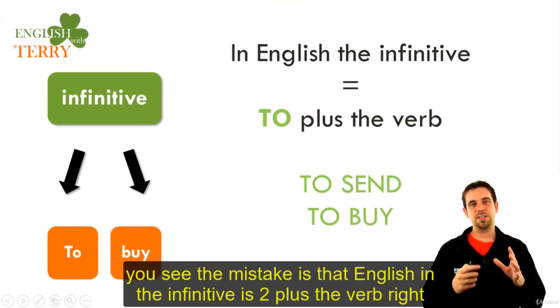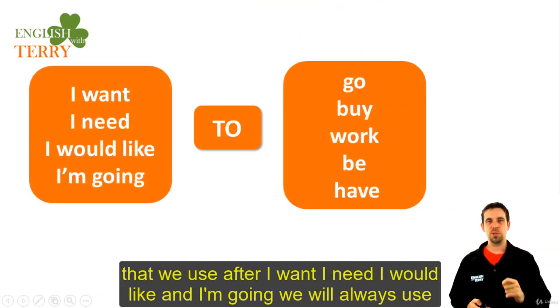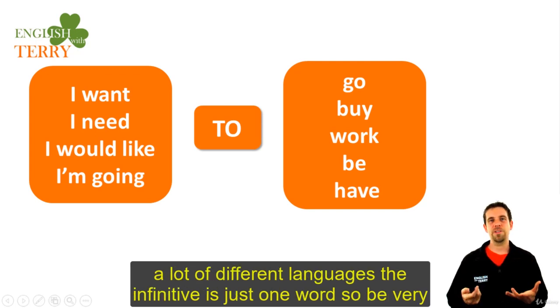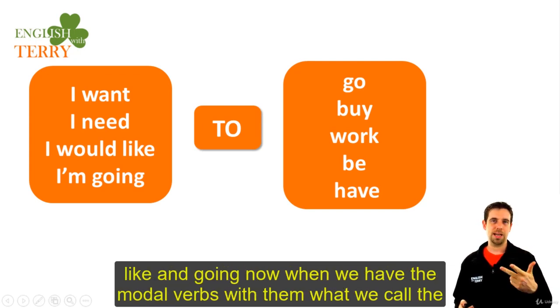Is that English in the infinitive is "to" plus the verb, right? That we use after I want, I need, I would like, and I'm going. We will always use "to" and the verb. A lot of different languages, you don't have this system. For a lot of different languages, the infinitive is just one word, so be very, very careful to never forget it when you're using it with want, need, would like, and going.